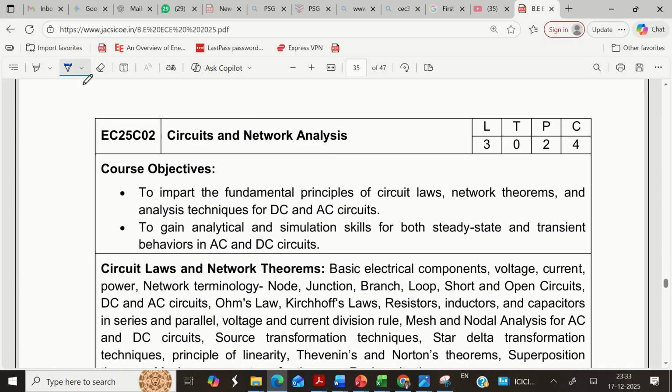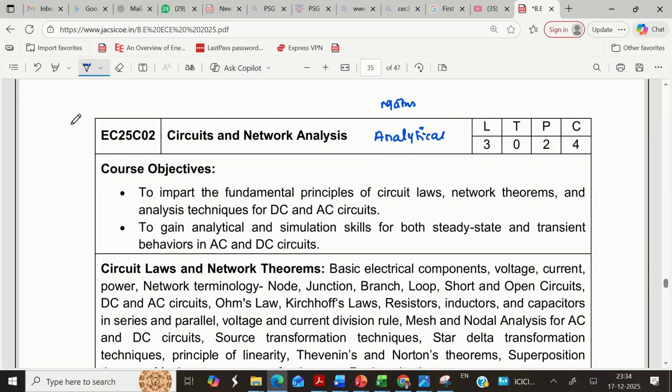This subject is basically an analytical subject. You would have studied a maths paper in your semester 1. This paper of circuit theory will have mathematical equations, along with that, you will have some problems, some analogies, and some theorems.